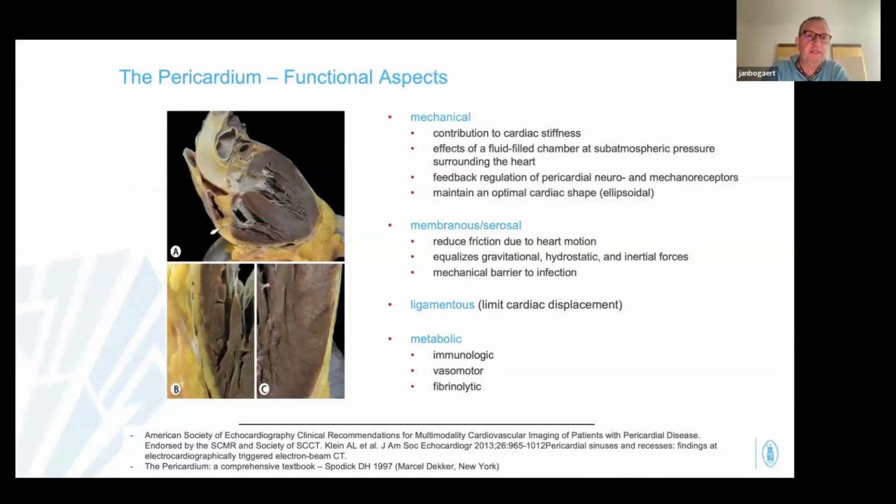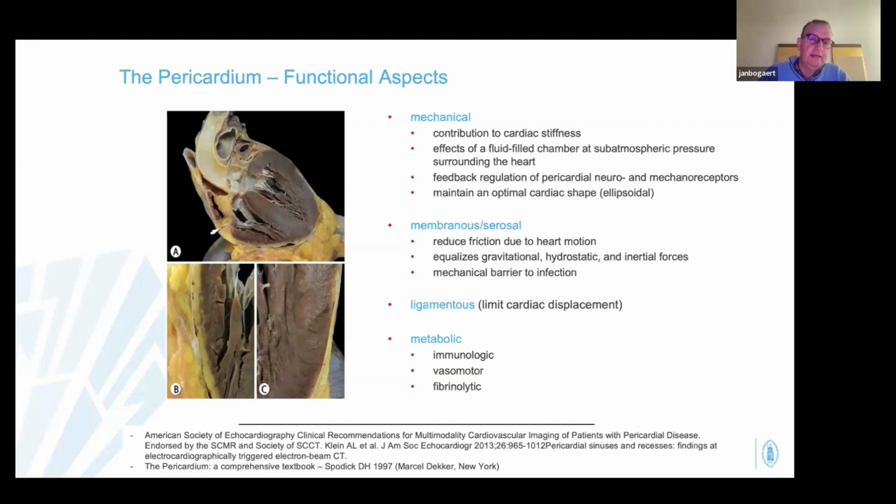If we look at the functional aspects, the pericardium definitely has an important role, because it has a certain stiffness and it contributes to the overall cardiac stiffness. Next is that it is a kind of intermediate for the changes in the pressures in the pleural space over the respiratory cycle, and they are directly transmitted to the cardiac chambers. What next is that the normal pericardium is really important to reduce the friction and to guarantee a normal cardiac motion. And it also acts as a mechanical barrier to infection.